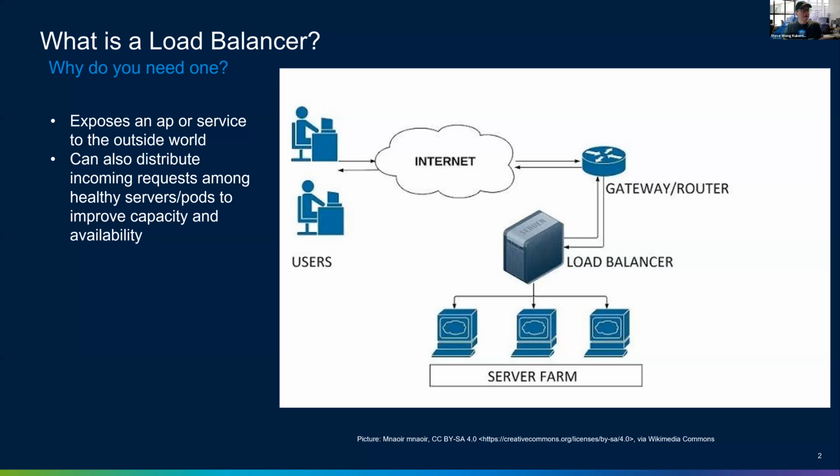So, why would you need one? Well, they're used to expose something to the outside world, and they can also distribute incoming requests that perhaps are at high volume across a number of nodes to allow improved capacity and maybe improved availability, such that if you have one instance of a service crash but have multiple, as far as users are concerned, for the most part, they're going to see minimal disruption.